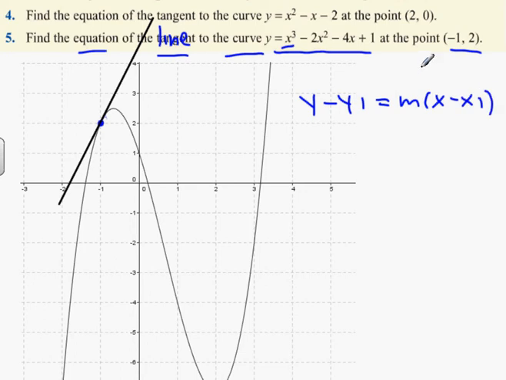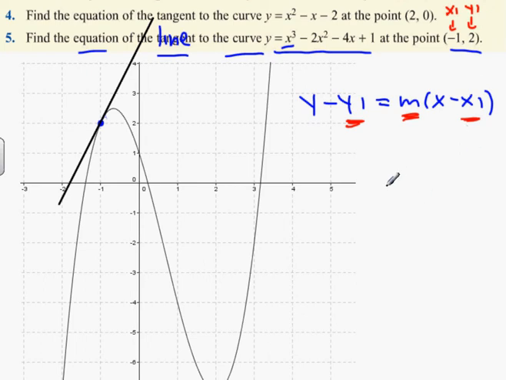Okay? When you use the equation of a line, here's what you need to look at. You need to know the slope, you need to know the y1 value, you need to know the x1 value. Can anybody tell me where the x1 and y1 value come from? They give you the point. So the x1 value is -1 and the y1 value is 2.